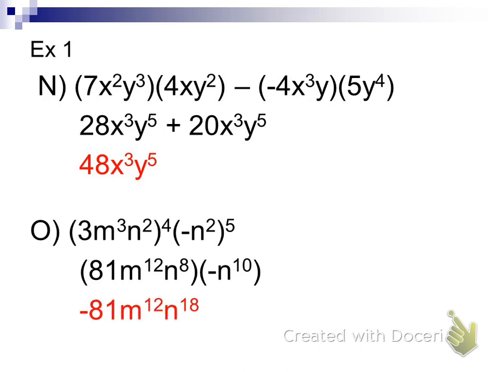All right. Multiply the coefficients. We get negative 81. Add the exponents. Nothing adds with the m to the 12th, but the n's do. So n to the 8th and n to the 10th is n to the 18th. All right. We still have to summarize these, so don't put your notes away just yet.